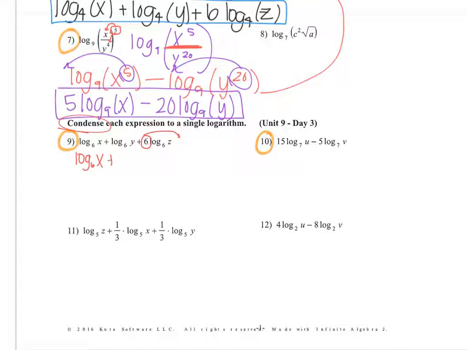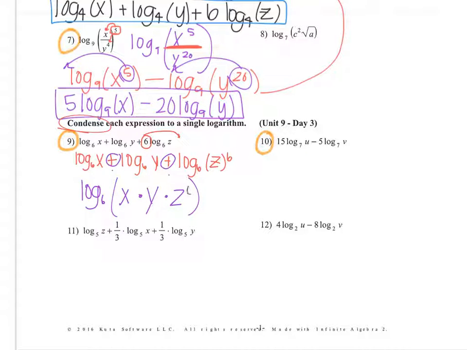Log base 6 of x plus log base 6 of y plus, no more big 6, so we have log base 6 of z to the 6th. Now these plus signs gotta go. Because there's two plus signs, that means I'm changing to two multiplication signs with just one single log. So I need a multiplication dot, and in here we start with the x, we move to the y, and then last but not least, z to the 6th. Go from many logs, multiple logs, down into one log.